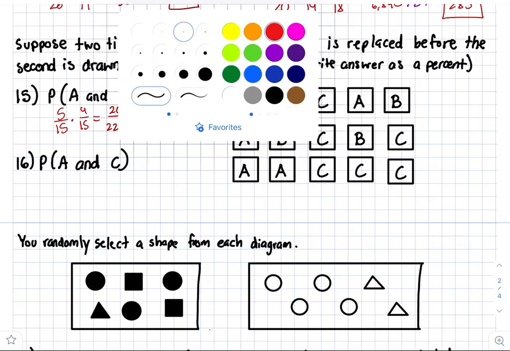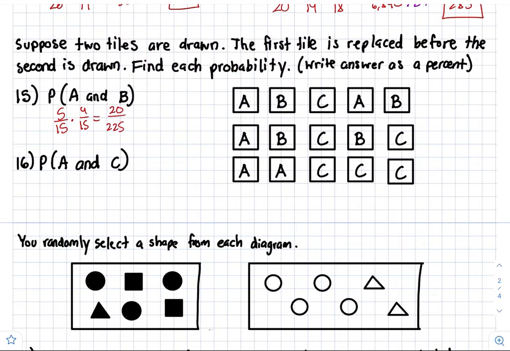Now we're trying to find a percentage. So 20 divided by 225, you guys, is roughly 0.0888, which as a percentage is 8.9%. If you round it to the nearest tenth, it'd be 8.9%. Move the decimal place 2 to the right, and that will be your percentage.